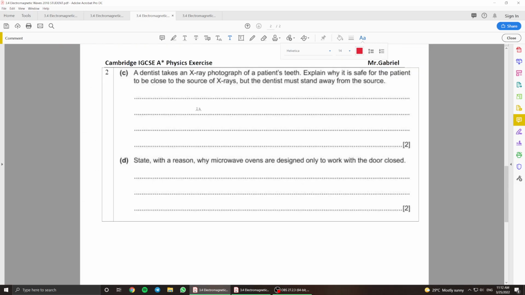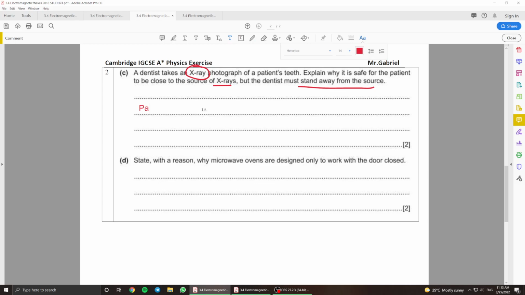Then after that, a dentist takes an X-ray photograph of a patient's teeth. Explain why it is safe for the patient to be close to the X-ray, but the dentist must stand far away from the source. Now, this is a very common question in your IGCSE. As a patient, you are only exposed to X-rays for maybe a maximum of 10 seconds. But dentists cannot do that, because every patient will be 10 seconds. If you have 10 patients that day, it will be 100 seconds. And long exposure to X-ray radiation is definitely harmful to human beings.